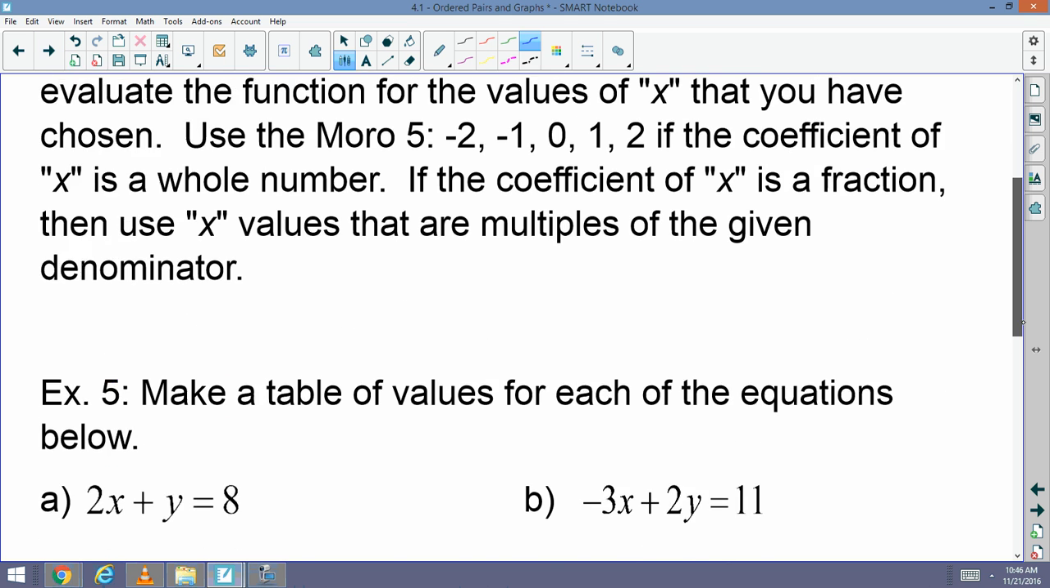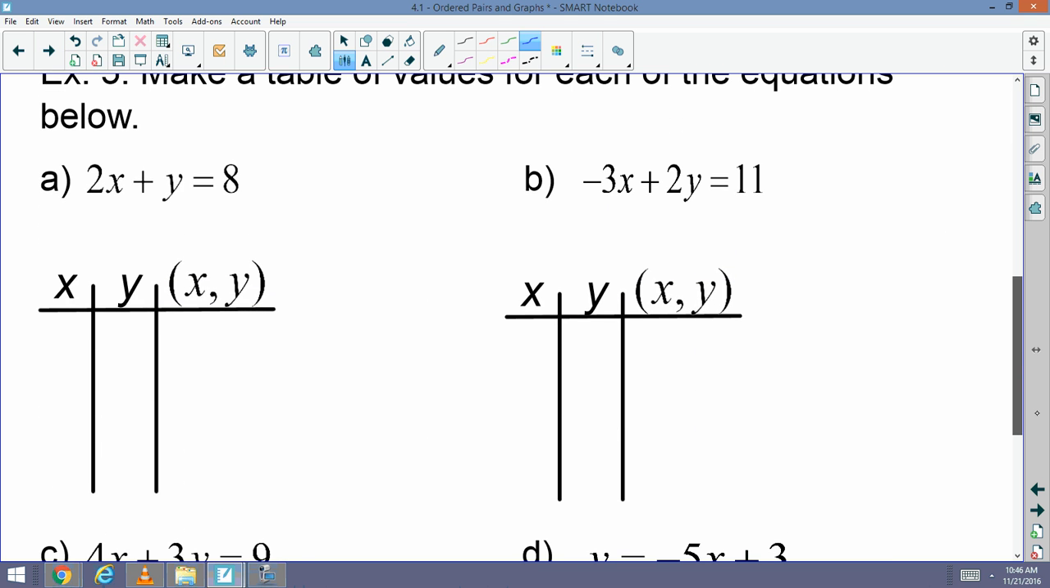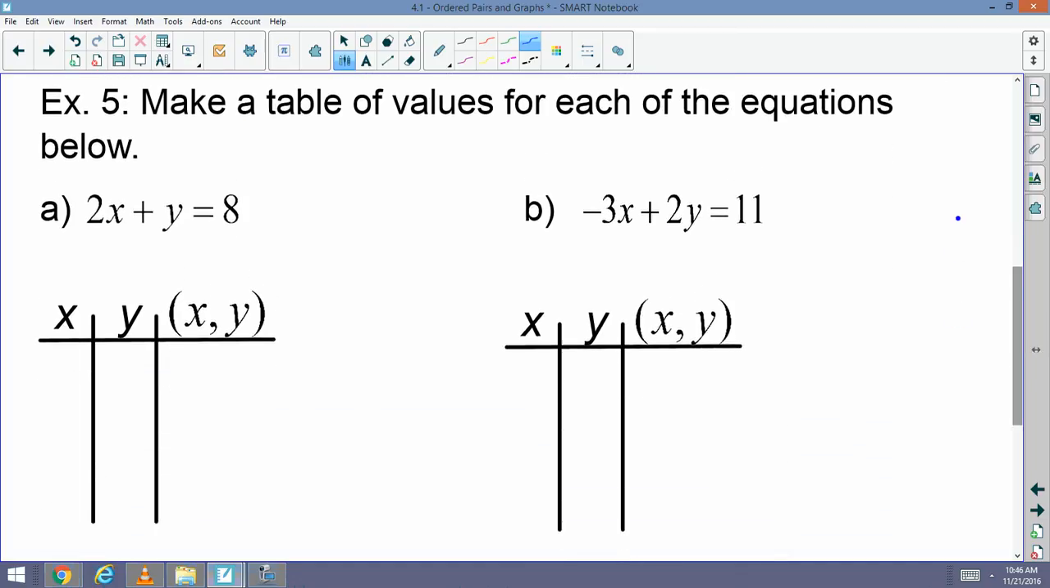So, what do I do here? I want to make a table of values for each of the equations here. First thing I'm going to do is solve for y. So how do I solve for y here? You subtract 2x from both sides. Very good. So y equals -2x plus 8. Now I have to make a table of values. I'm going to use the moral 5: -2, -1, 0, 1, and 2.